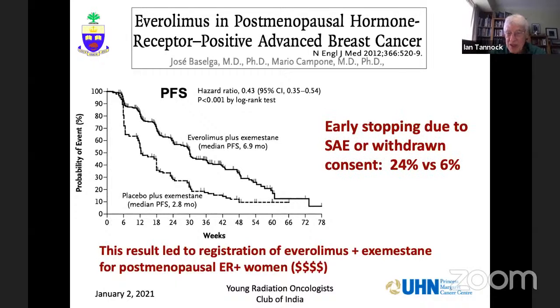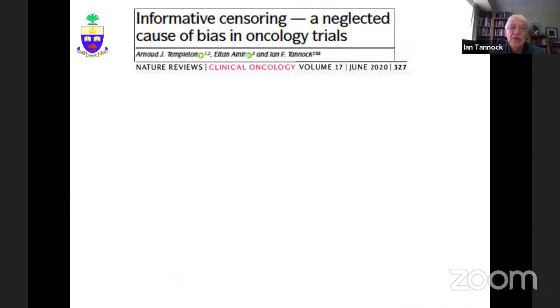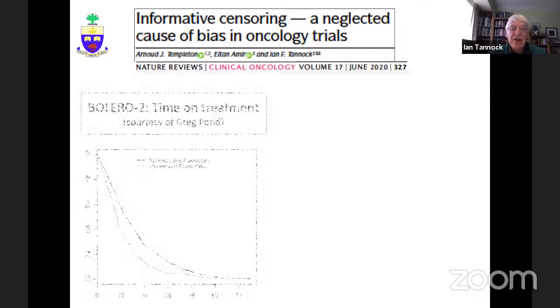Well, the problem is that there was early stopping due to serious adverse events. Patients couldn't tolerate it or withdrew consent in a quarter of the patients on the experimental arm but only 6% in the control arm. And those patients are forgotten. So what you're actually doing here is comparing the 76% of the patients who could tolerate the drug with the 94% of the controls. And you no longer essentially have a randomized controlled trial. We wrote about that recently in Nature Reviews Clinical Oncology.